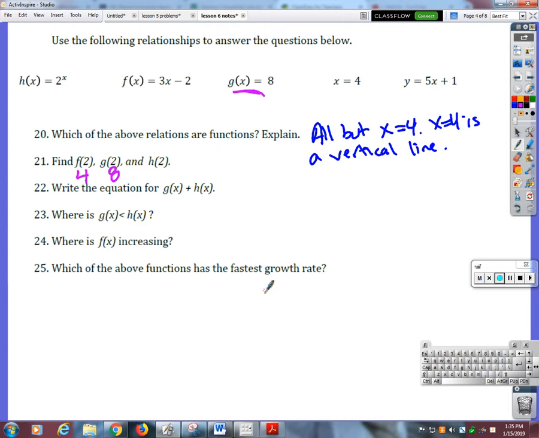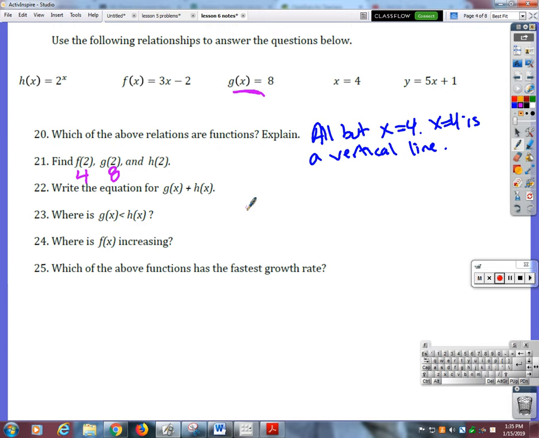What I'm saying is the g function doesn't do anything. It just gives you 8 as an answer. Yeah, it's a horizontal line. There's no x right here, so it's never going to change its value no matter what you put in. The reason why this changes is because there's an x there. So if you put in a different number for x, when you go 3 times that number minus 2, you're going to get a different answer. Same thing with h.